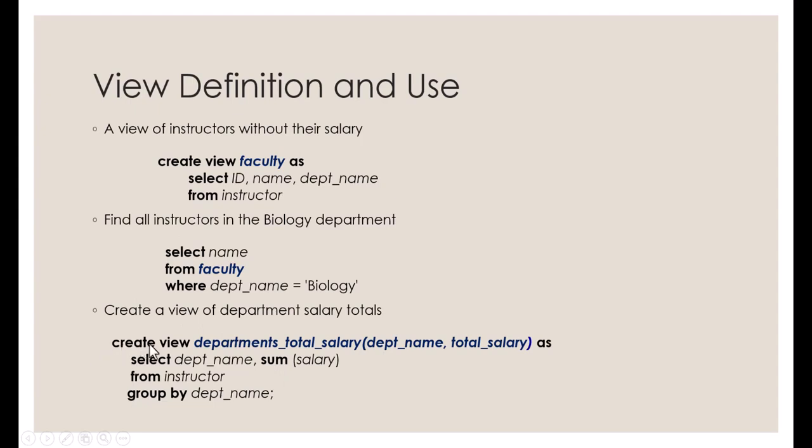You can also create a view of department salary totals. Okay, so we have create view. The name of the view is called department total salary. And you can also indicate the names of attributes. And here we're going to call them department name, comma, total salary. Okay, and you have as, and this is the actual relation. So select department name, it's still called department name, comma, sum of salary, and this got a new name called total_salary, from instructor, and we're going to group by department name.